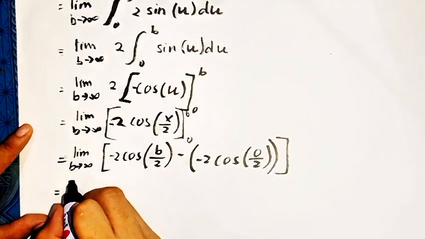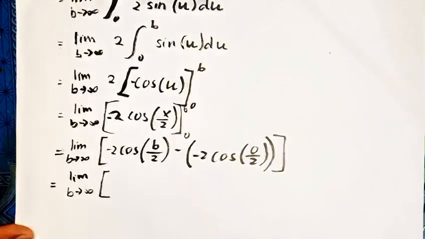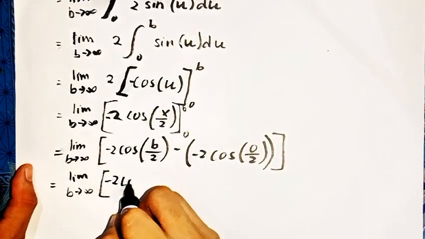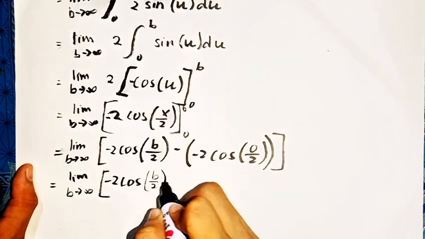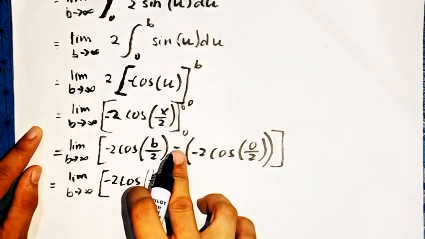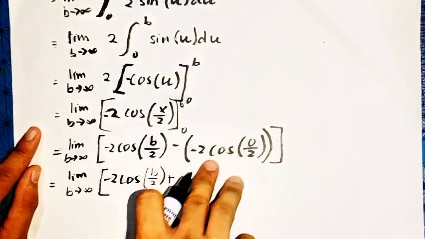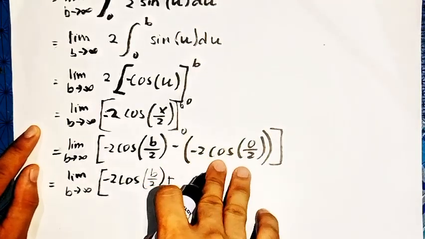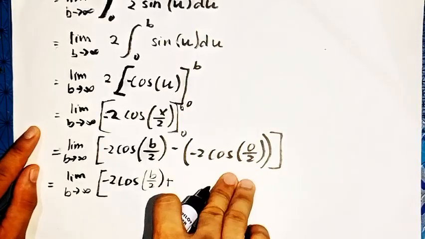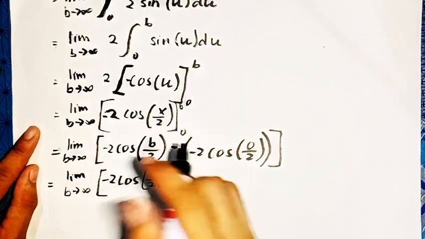Next, copy again the limit, b approaches infinity. Now, copy the negative 2 cosine b over 2 minus, and let's distribute the negative to our function. So negative times negative is positive. Now negative 2 cosine 0 over 2. Cosine 0 over 2 is 1, right? So 1 times negative 2 is negative 2. And negative 2 times negative is positive 2.